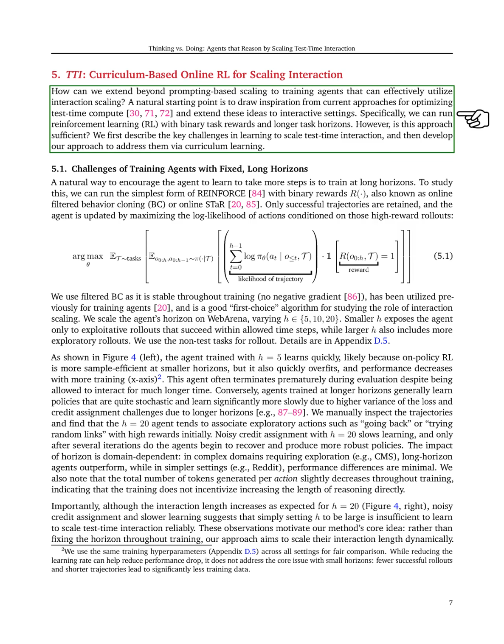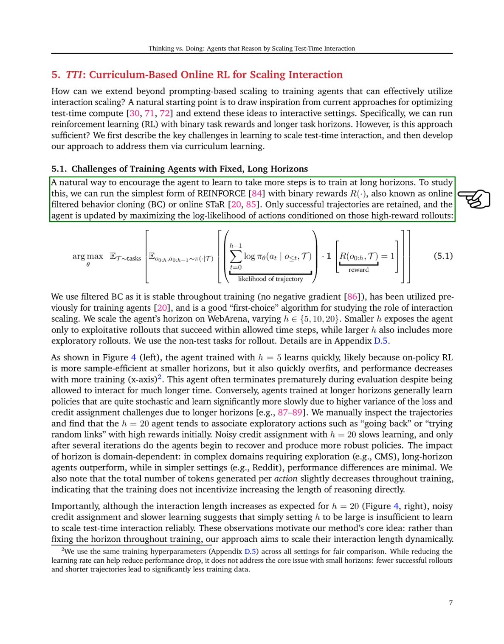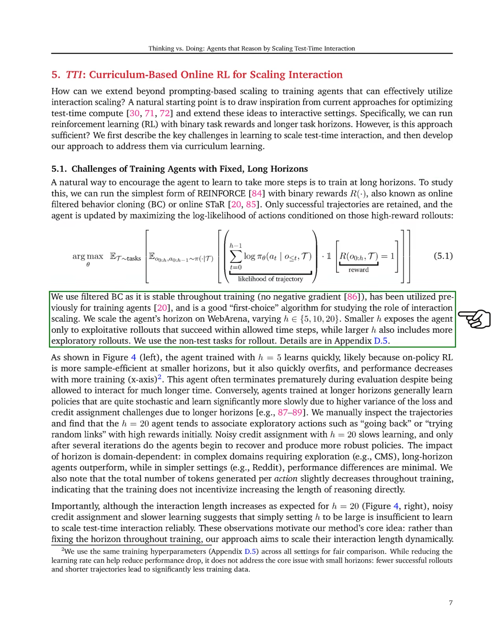However, we face challenges in training agents to scale test time interaction. One challenge is training agents with fixed, long horizons. We can encourage agents to take more steps by training them at longer horizons. We use a simple form of reinforcement learning with binary rewards, retaining only successful trajectories and updating the agent based on high reward rollouts. This method is stable and has been effective in previous training efforts.